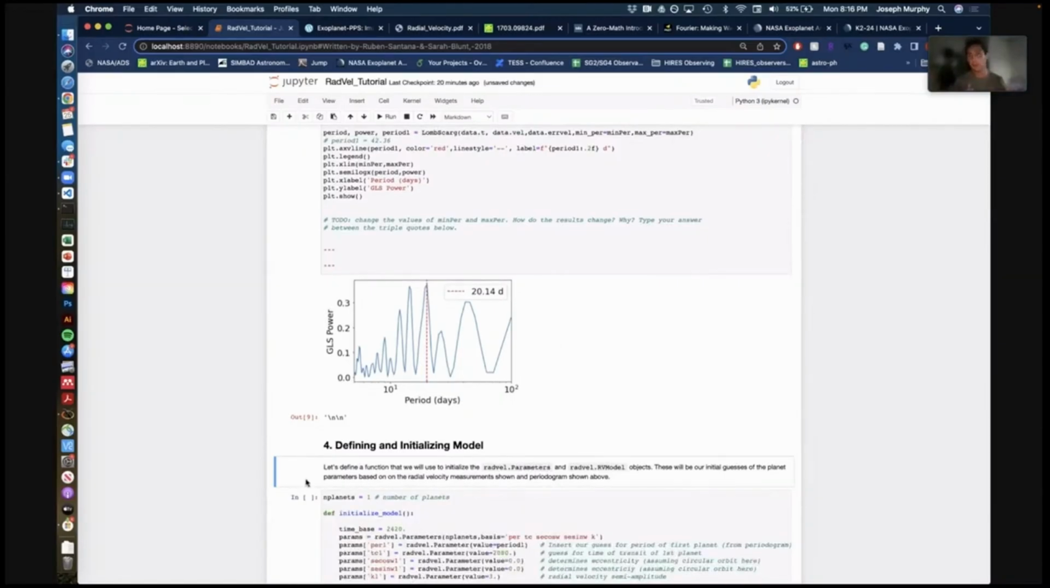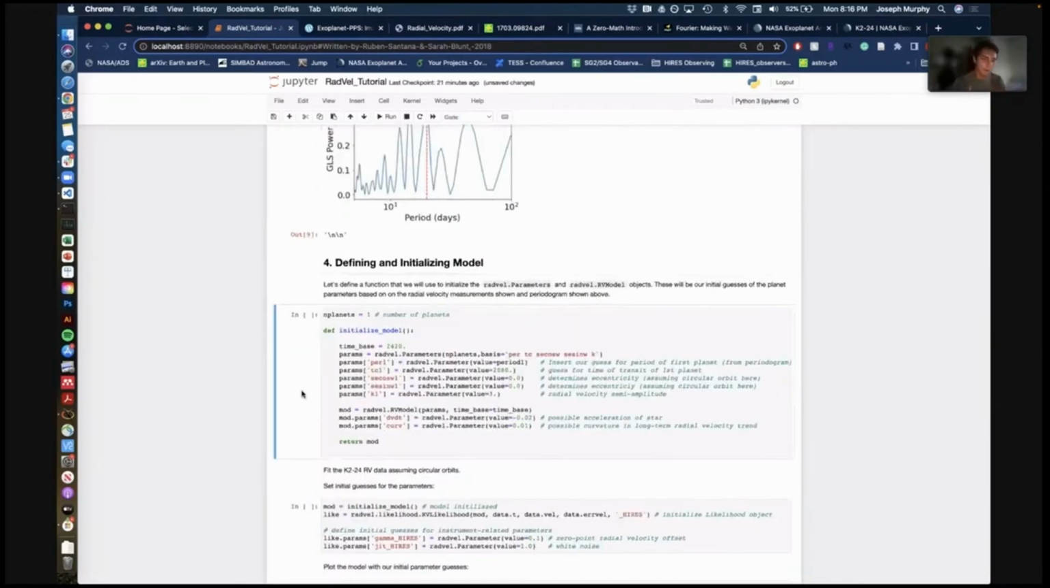Okay, so what do we do from here? We've used some periodogram analysis to identify what we think might be a periodic signal in our radial velocity data. Now this is when RadVel comes into the picture. If you're familiar with object-oriented programming, RadVel is a great module for cleaning up and making sense of all of your radial velocity analysis. RadVel in particular centers around some objects called RadVel parameters and models.